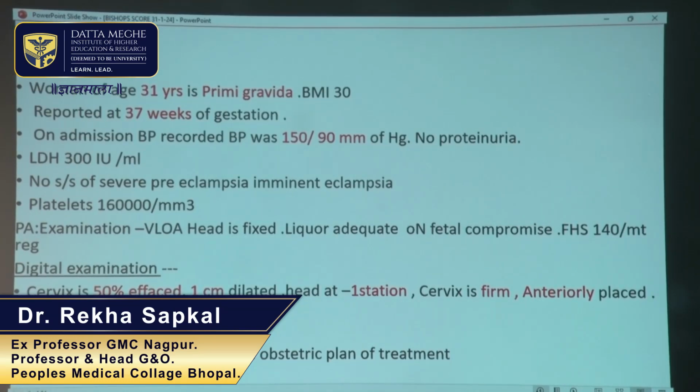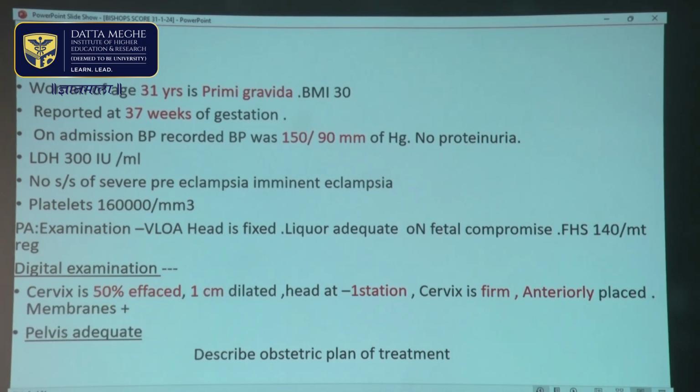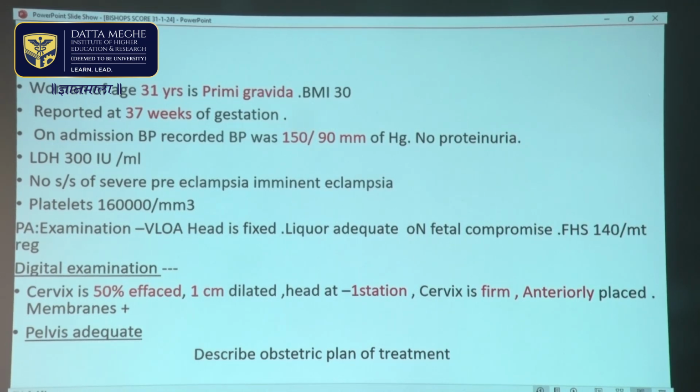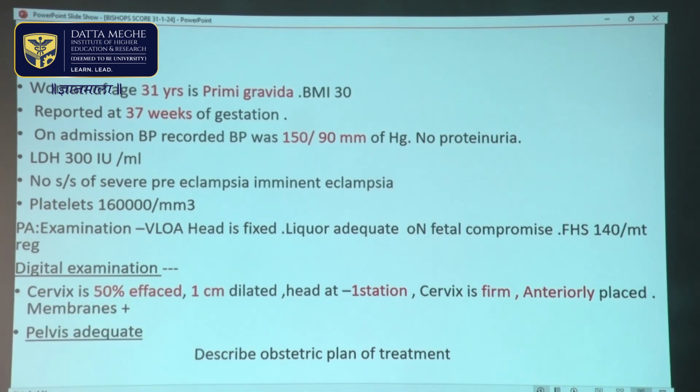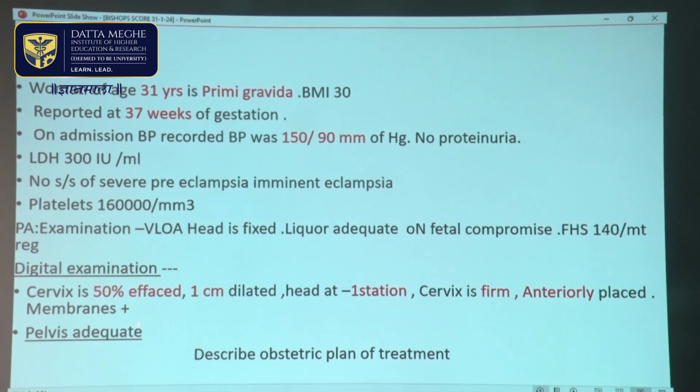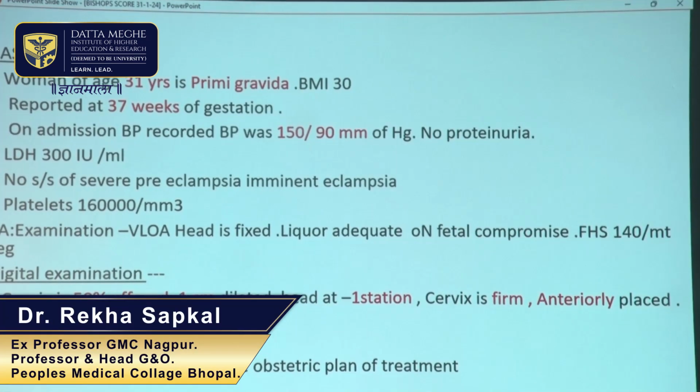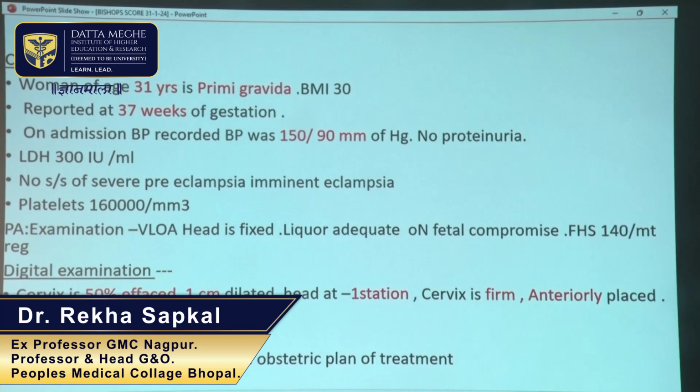On abdominal examination, it was a 37 weeks pregnancy, a term pregnancy, with vertex, left occipital anterior position, head was fixed, liquor was adequate, there was no fetal compromise and fetal heart was 140 per minute and regular in rate. Digital or internal or pelvic examination showed the cervix was 50% effaced, 1 centimeter dilated, head station was -1, cervix was firm in consistency, anteriorly placed and membranes were present. Pelvic assessment was normal or adequate.